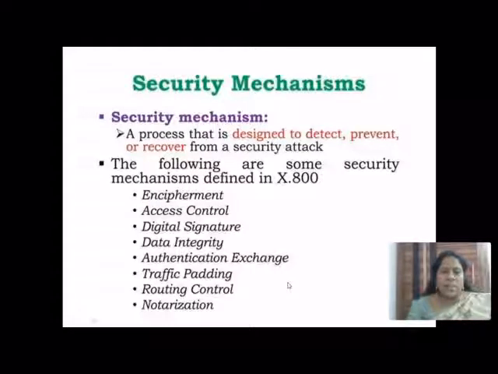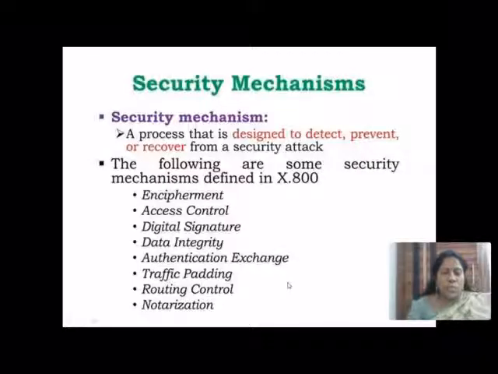Hi, all. The next topic I continue with you is security mechanism. It is a process designed to detect, prevent, or recover from a security attack. Some of the security mechanisms are defined below.